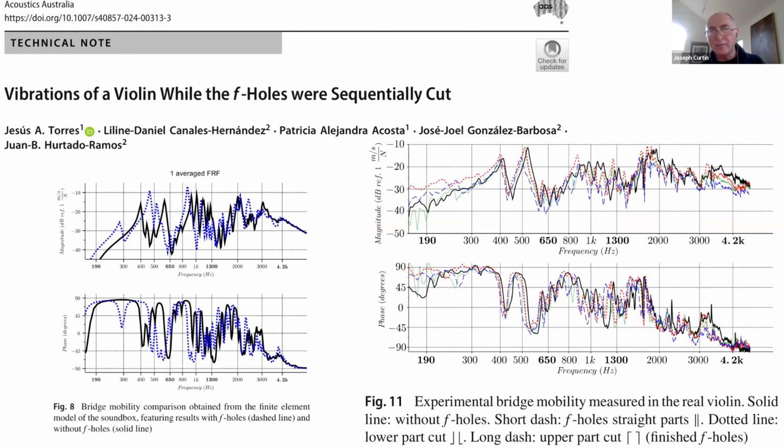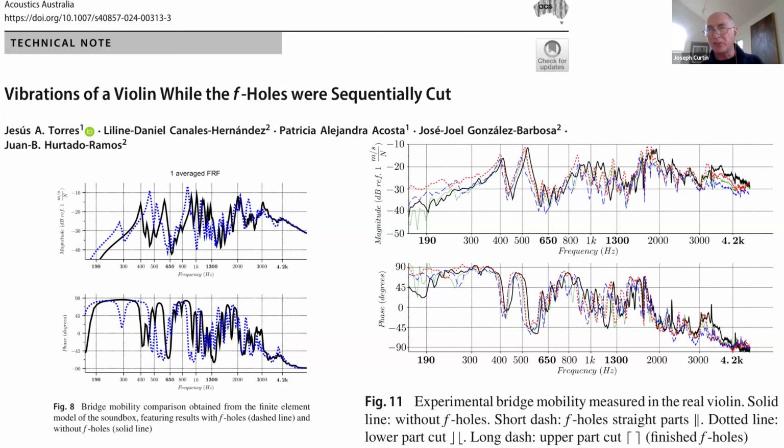Yes. Short dash, F-holes, strike parts. Yes, the red line, strike parts only. And then the blue line is everything? Yes. Okay. So I see a big hump just below 2 kilohertz. Is that what you're referring to? And Jim, is that what you're referring to?